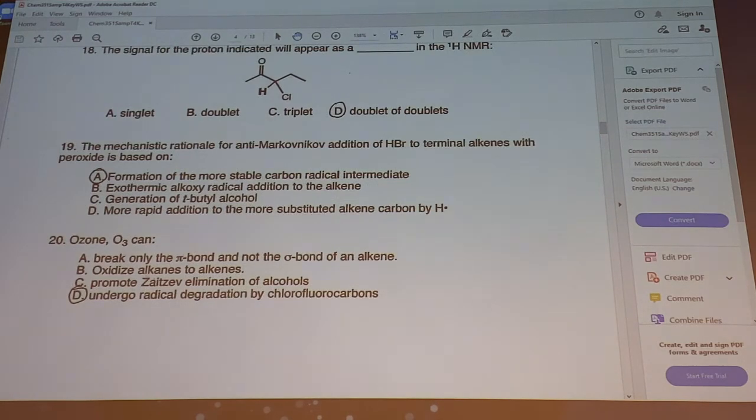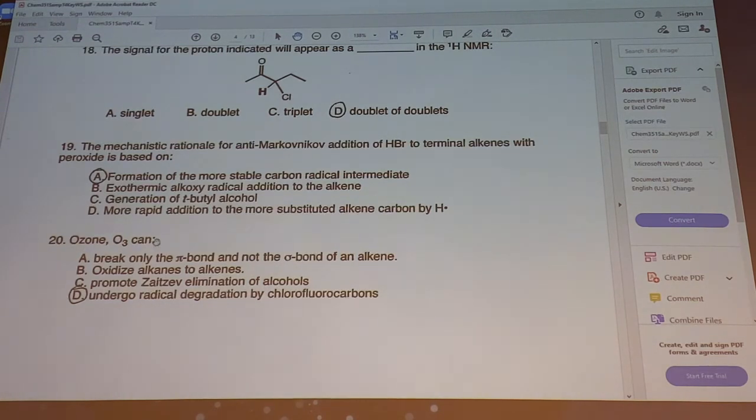Ozone can undergo radical degradation of chlorofluorocarbons, oxidize alkanes to alkenes. All of these are wrong, okay? Break only the pi bond, not the sigma bond of alkene. No, it breaks both. So the only one that's true here is that, and remember I let you off the hook there. I just told you to read through that. I'm not going to test you on that.